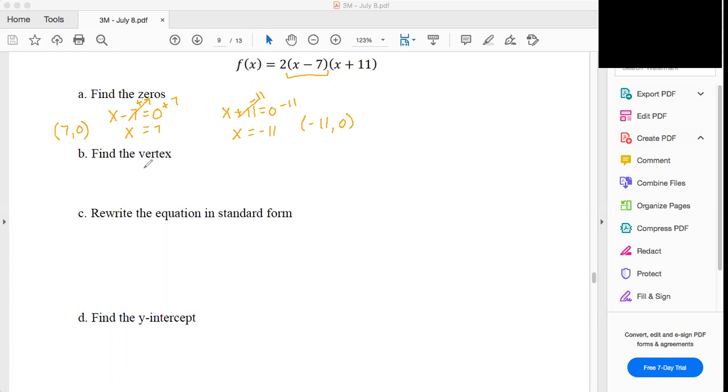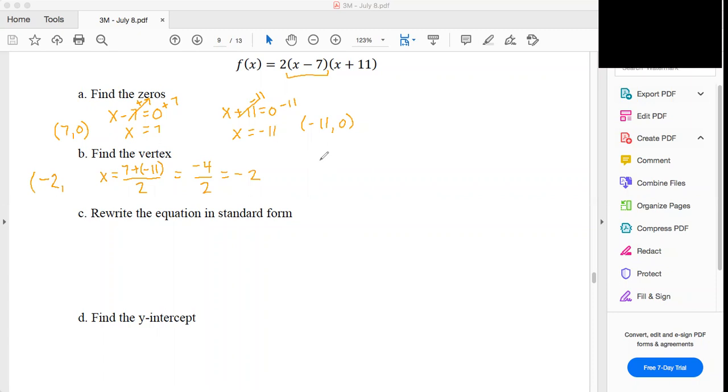Now, to find the vertex, like we said, we're going to do s plus t. So our s is 7 plus our t, which is negative 11. Remember that it's the opposite sign of what's inside that bracket, divided by 2. So we've got 7 take away 11, which is negative 4, divided by 2, which gives us negative 2. This is our x value and the x of our vertex, but we need to find that y as well.